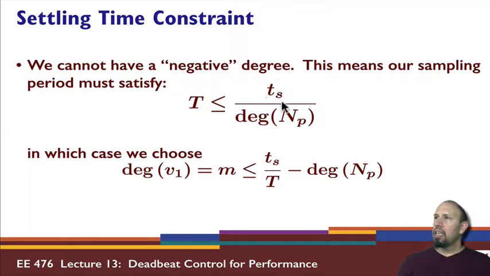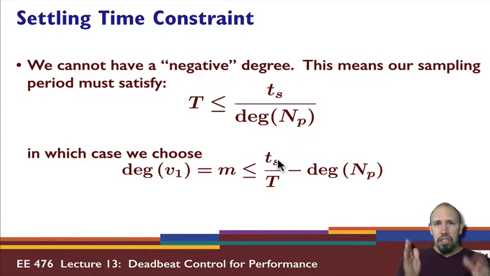Okay, and in fact, we need to have strictly less than if we're going to have any meaningful V1 available for us. So here I'm going to call the degree of V1 equal to M, and so we're going to assume it satisfies this condition. So if this condition is satisfied, we will settle within the value TS, whatever value that happens to be. Okay, so we have a nice way of looking at it.